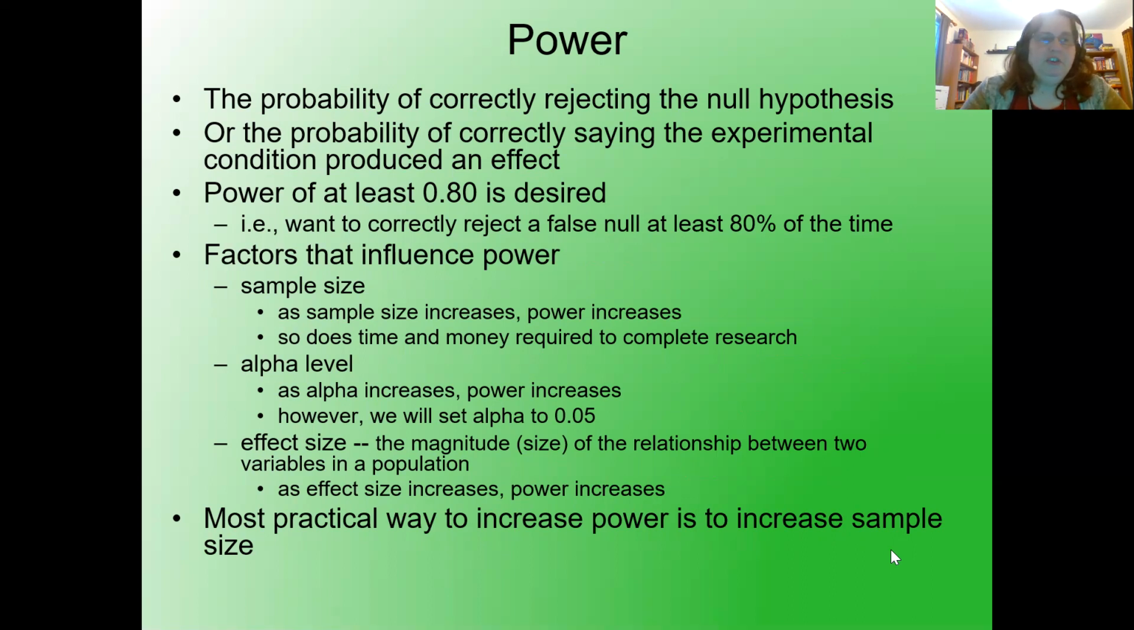The third way to influence power is to increase effect size, to increase the magnitude or the size of the relationship between 2 variables in a population. Well, that's great, but it's not easy to do. It's not easy to really increase our magnitude. So really, the most practical way to increase power is to increase sample size. That is the most common, the most practical, the most popular way to increase power, increase sample size.